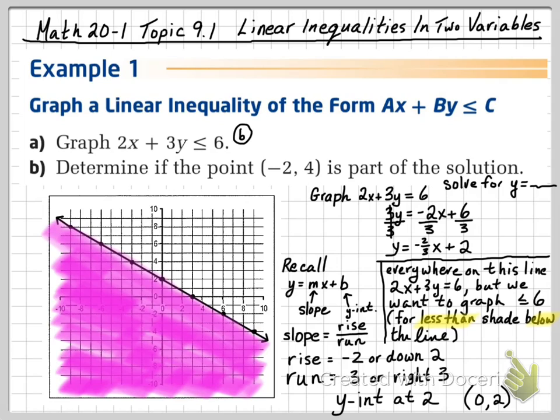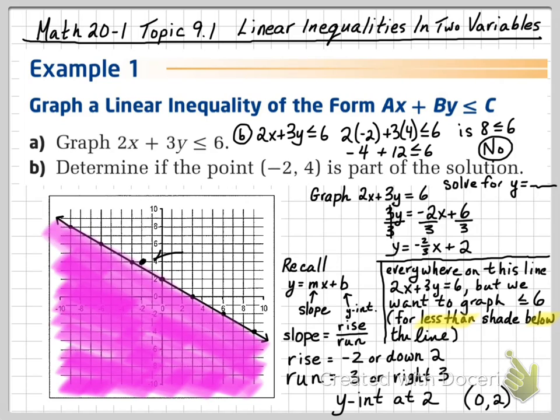So here we have to determine if the point for B, negative 2, 4, is going to be part of our solution or not. Well, notice where negative 2, 4 is. It's outside of our solution area. So if we substitute negative 2 for x and 4 for y, you're going to get 2 times negative 2, which is negative 4, plus 12. And that is going to be 8. Is 8 less than 6? No. So notice that if you plotted that point, it's not part of our solution.